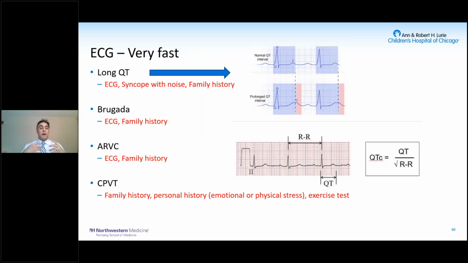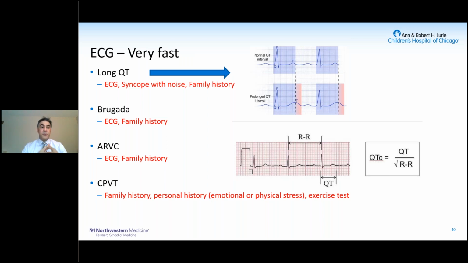If someone has a history of long QT syndrome, again, yes, their ECG will be supportive in most of the cases. Their history will be consistent with syncope with loud noise, something that startled them, and a lot of times they'll have a positive family history of sudden or unexplained death. I'm not going to go too much into Brugada syndrome and arrhythmogenic RV cardiomyopathy because they are complex, even in cardiology, very rare entities. But again, an ECG will be helpful in diagnosing these a lot of the time.